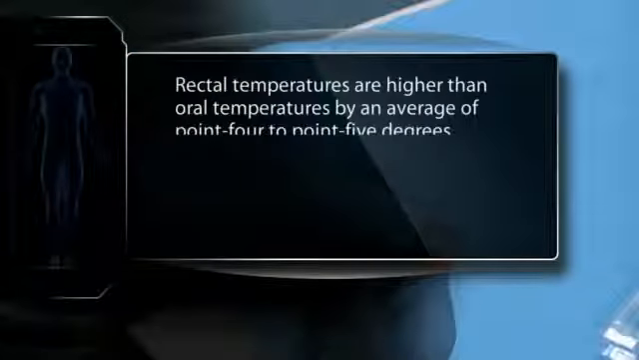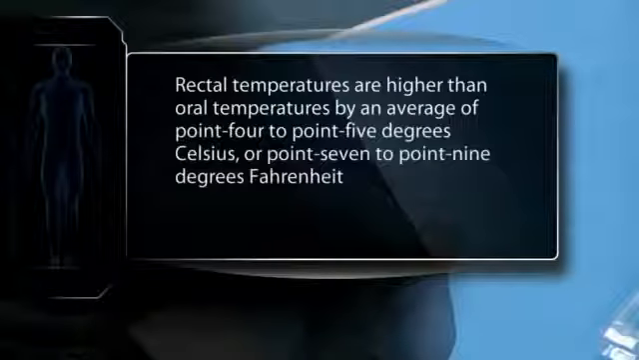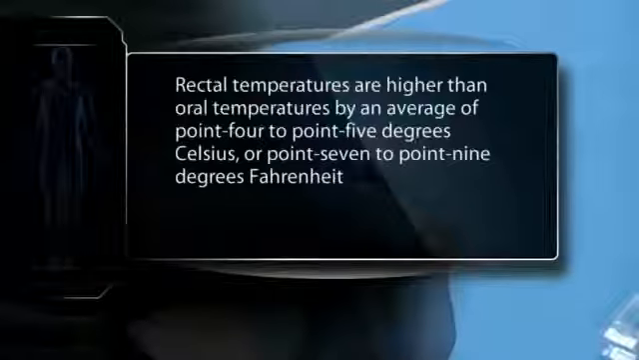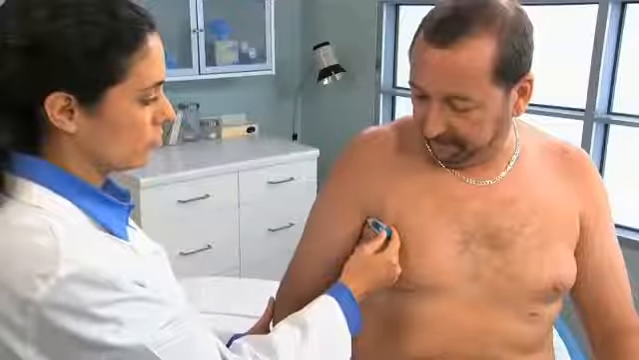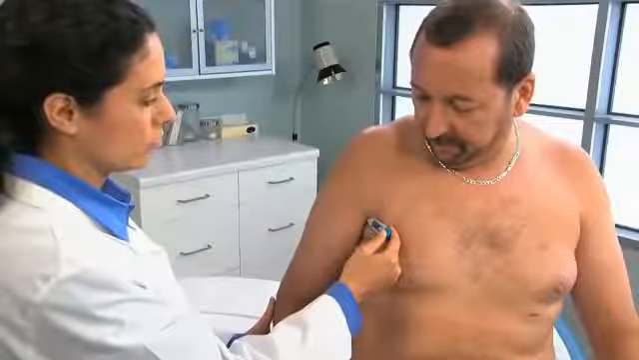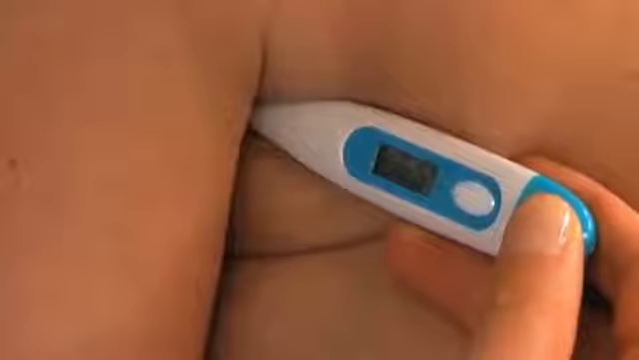Rectal temperatures are higher than oral temperatures by an average of 0.4 to 0.5 degrees Celsius or 0.7 to 0.9 degrees Fahrenheit. This difference, too, is quite variable. In contrast, axillary temperatures are lower than oral temperatures by approximately 1 degree, take 5 to 10 minutes to register, and are generally considered less accurate than other measurements.